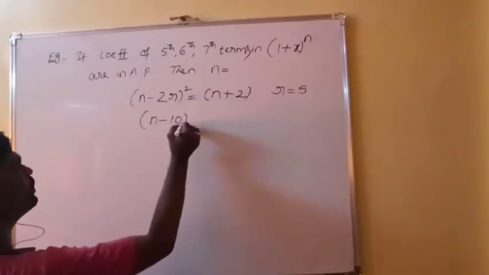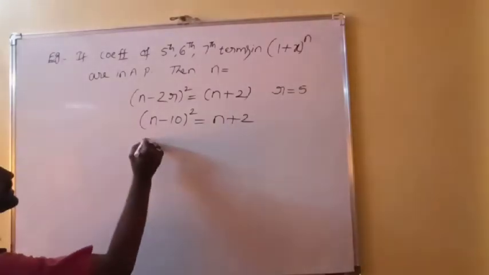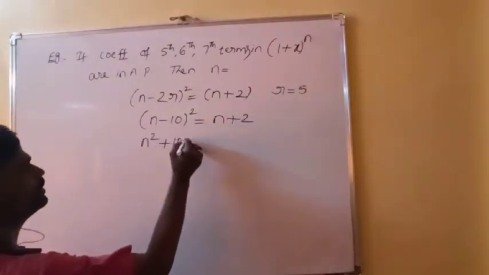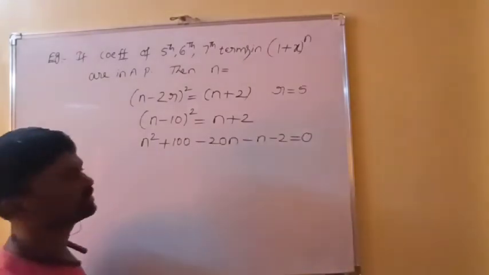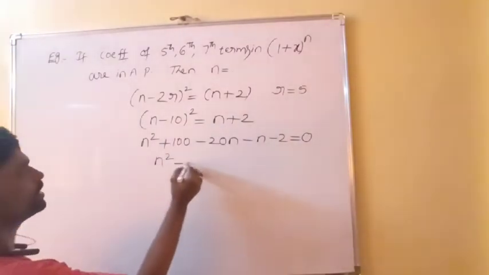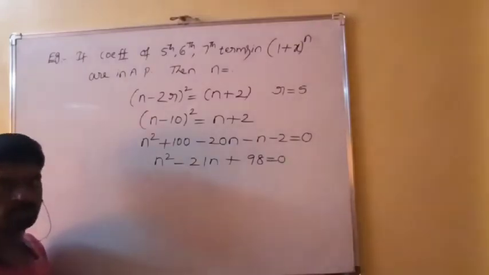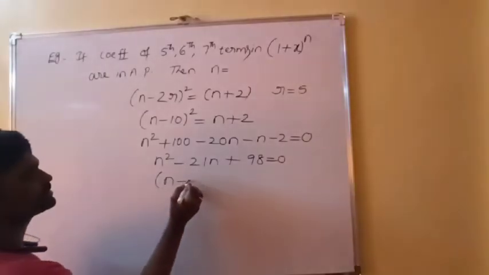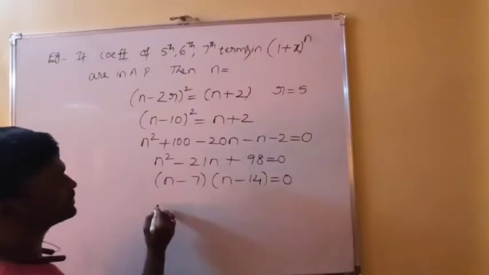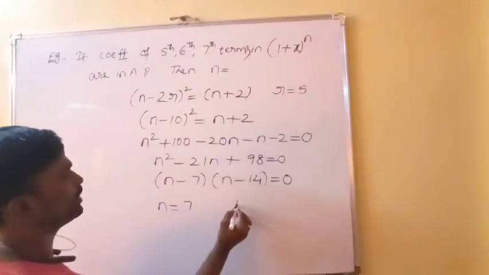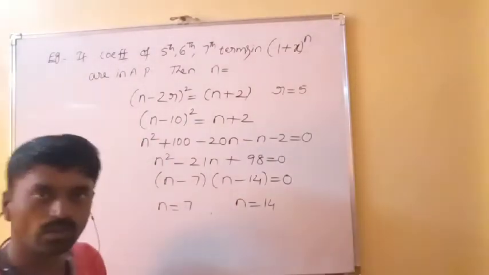So (n - 10)^2 is equal to n + 2. Solve this quadratic. Expand this: n^2 + 100 - 20n - n - 2 is equal to 0. Am I correct? So n^2 - 21n + 98 is equal to 0. Factorize: the factors are (n - 7) and (n - 14) equal to 0. So you are getting n value 7 or n value 14. Among these two, which is valid and which is invalid, you have to check also.